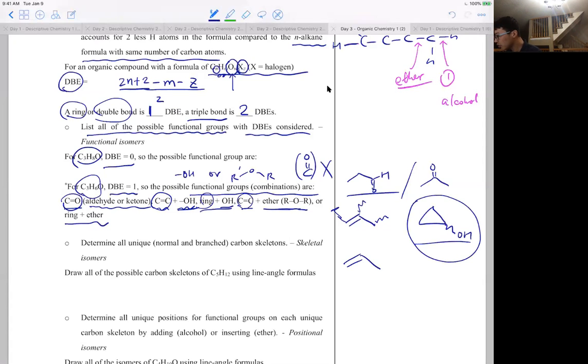And then we can also think about the CC double bond with the ether. Which means we have to put the oxygen here. This is the only place we can insert the oxygen. There's no other place, right? The last thing is the ring plus ether. If we have the three-membered ring, we cannot put in an ether, right? So we can do a three-membered ring with the oxygen in between, something like this. We can also have something like this, a four-membered ring.